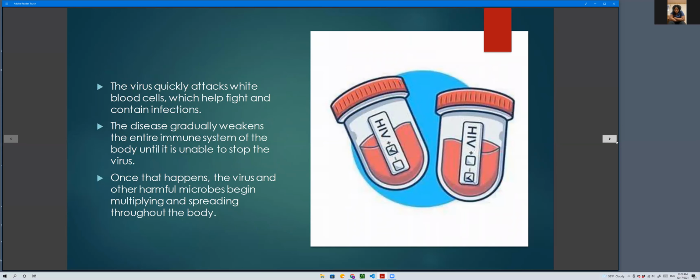The virus quickly attacks the white blood cells, which help fight and contain infections. The disease gradually weakens the entire immune system of the body until it is unable to stop the virus. Once that happens, the virus and other harmful microbes begin multiplying and spreading throughout the body.